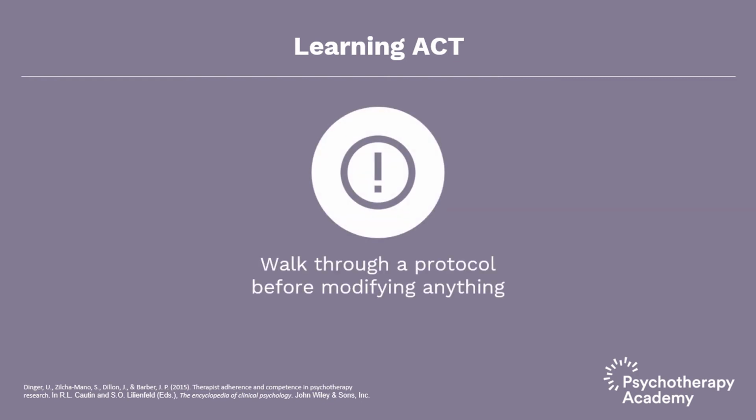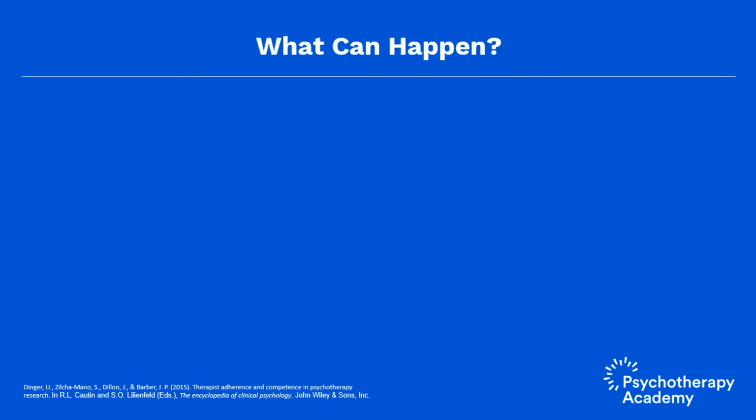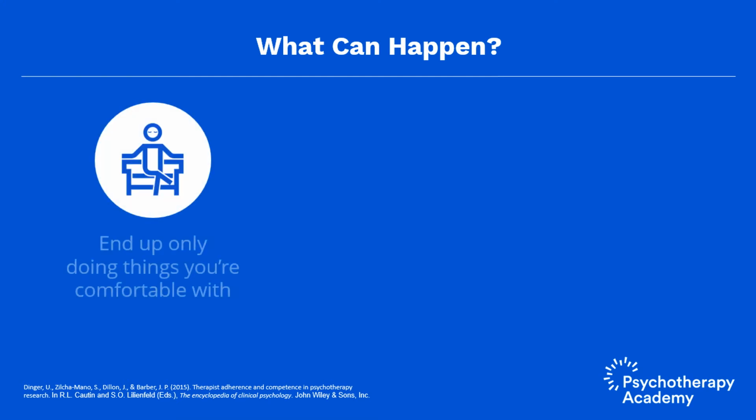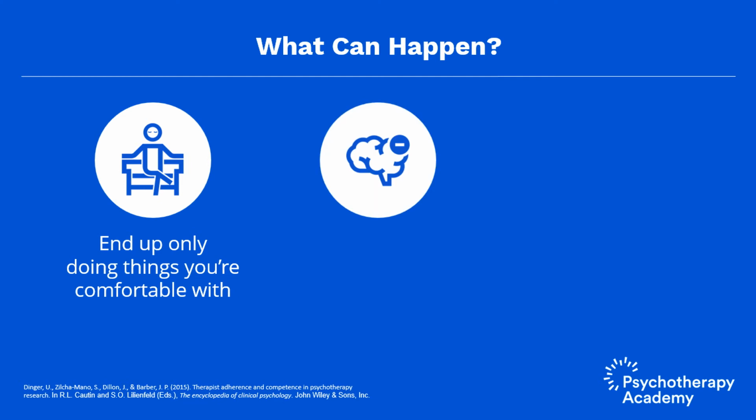And so by the end of this course, you're really comfortable with the acceptance and the values pieces. And so you end up focusing mostly on acceptance and values. Well, what can happen is you end up only doing the things that you're comfortable with and not really challenging yourself to learn the other parts of the treatment that are actually part of the full model. And it is the full model that the evidence rests on, not just applying small pieces of the model.